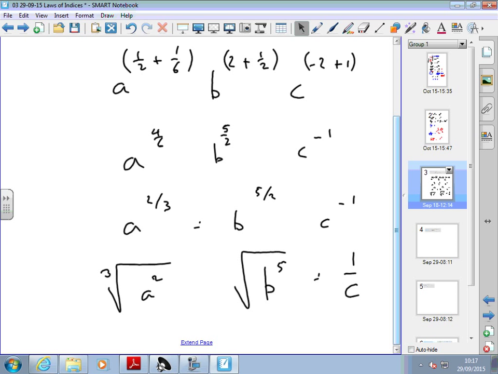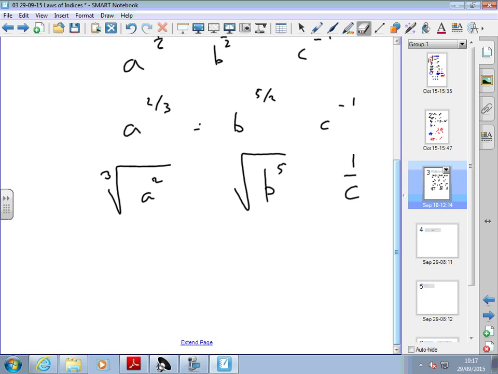Thanks for spotting that, yep. So I could write that as the cube root of a squared times the square root of b to the 5 over c if I wanted to, yep. Yep, thank you.